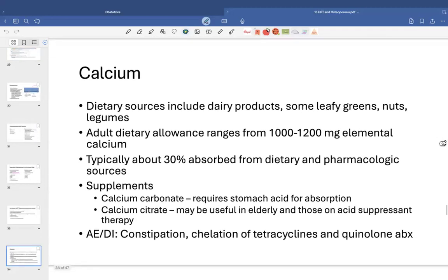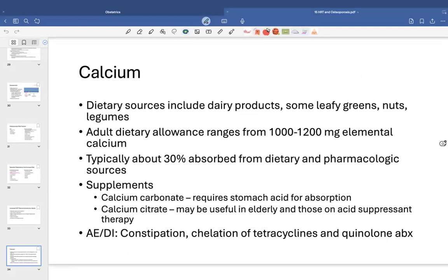Calcium, again, yes, one of your most basic, straightforward interventions. We get calcium from dairy, leafy greens, nuts and legumes. The dietary allowance is from 1,000 to 1,200 milligrams of elemental calcium. It's not tremendously bioavailable, even if you have good vitamin D intake. So you get about a 30% absorption.